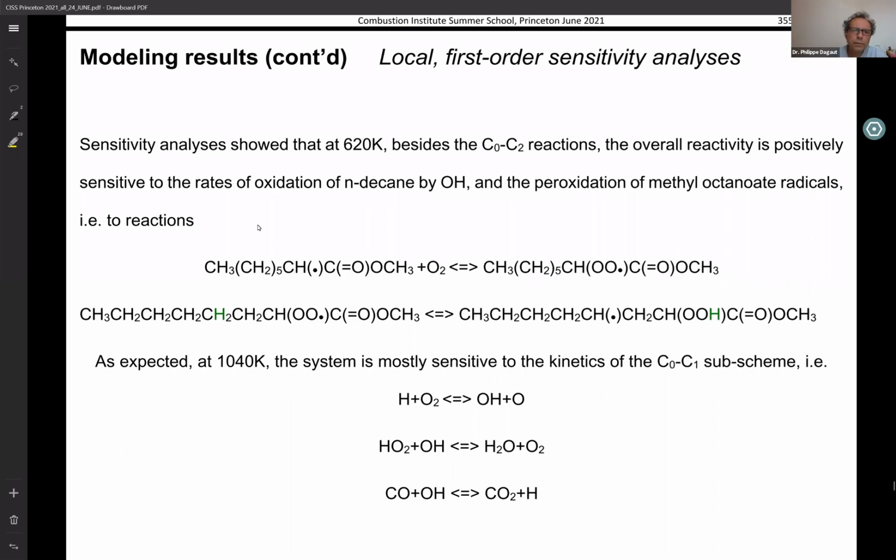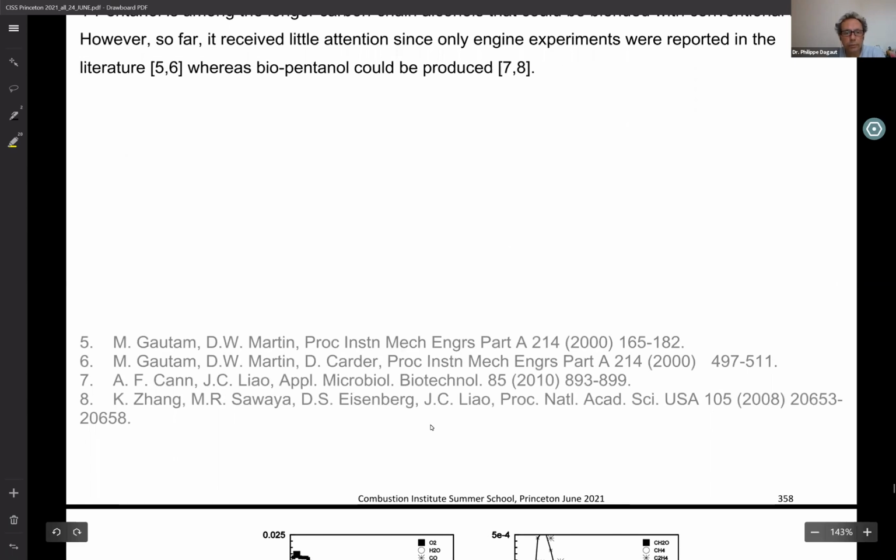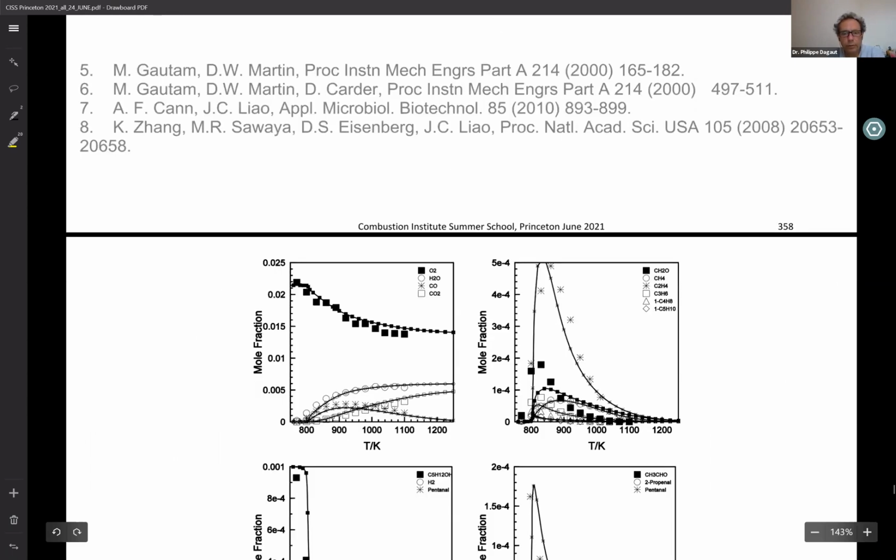We looked at the oxidation of alcohols. Alcohols are, well, I said before, ethanol is used as a fuel or fuel component nowadays, but there are other alcohols which could be of interest, and longer chain alcohols are among them. We had the data already with butanol and propanol, and so we also did experiments with pentanol. Pentanol was oxidized in a jet stirred reactor, and you can see here a comparison between the experiments and the modeling.